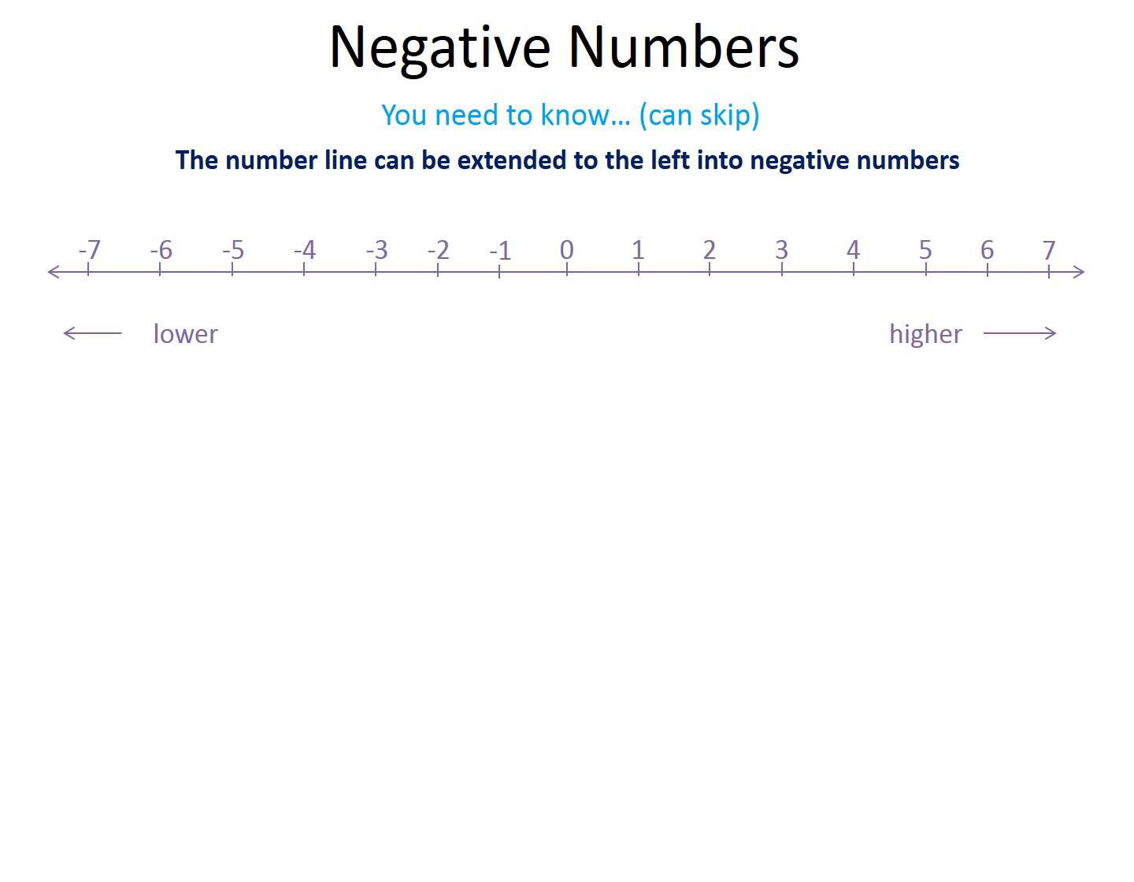And so if the number's got the negative sign in front of it, the larger the number, the lower its value. So -7 has a lower value than -4. So the further you go along this way, the higher the value gets, and the further you go down that way, the lower the value gets.